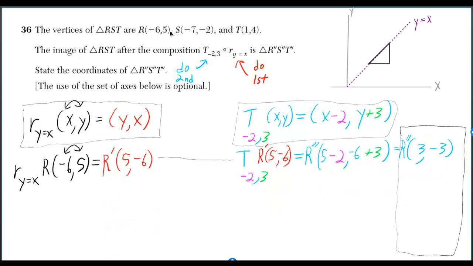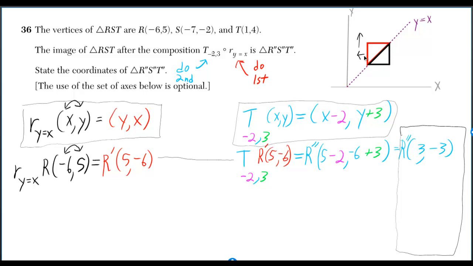They give us the vertices of a triangle and ask for the image after a composition of two different transformations. When it's written with this little circle, that means you need to do the thing on the right first and the thing on the left second. If we start off with this triangle and want to get the image after reflection across the line y is equal to x, then it would look like this.